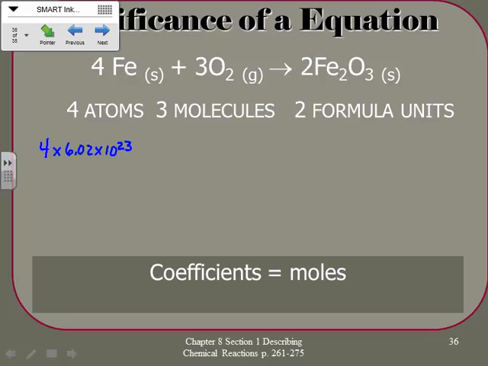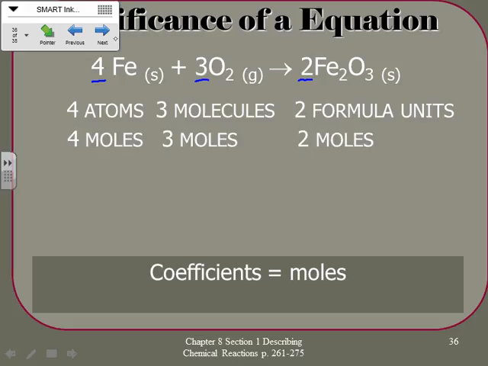Actually, no, I'm doing that wrong, sorry. I'm not going to explain it that way. I think that's confusing. Basically, what I need you to know here is these numbers can tell me the number of atoms, the number of molecules, the number of formula units, but it can also tell me the mole ratio, okay? So in other words, if I have 4 moles of iron, that's going to need to react with 3 moles of oxygen to make 2 moles of Fe2O3, okay?